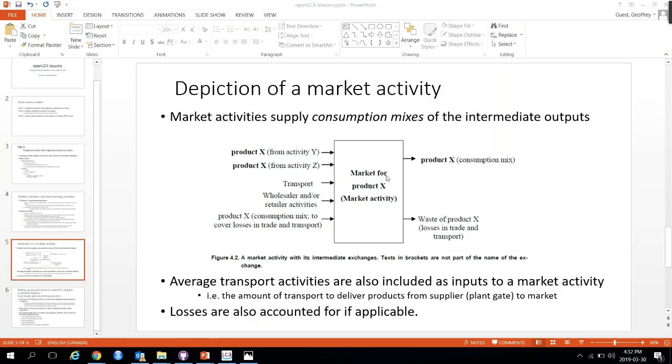Okay, so now that we have a good idea of the difference between a transforming process and a market mixed process in ecoinvent, we realize that the transforming process never has any transport requirements going directly into it. All the transport requirements are going directly into the market mixed processes. So it's good to keep that in mind.